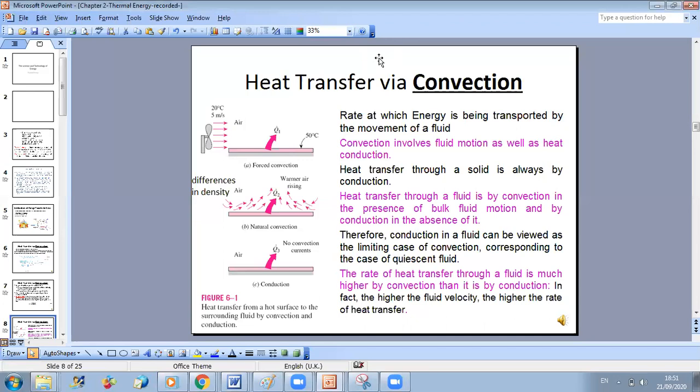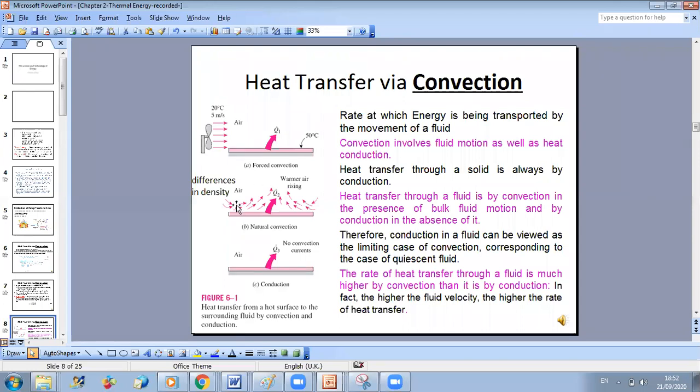So this is why, in general, when you have forced convection, you force your air to move, and this will induce convection between the surface and the flow.